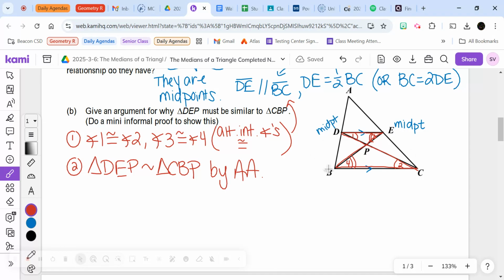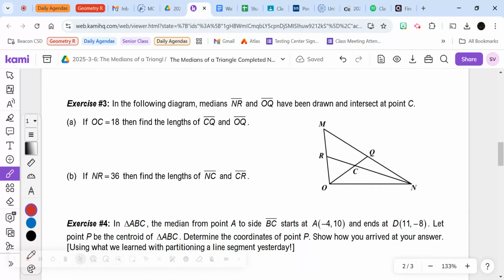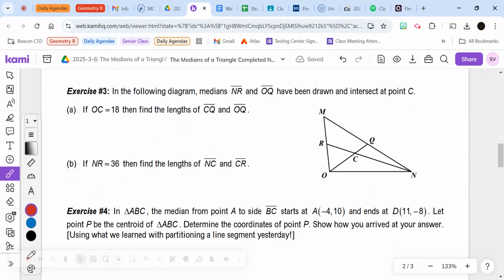Now let's take a look at exercise 3. So now we're going to put some measurements to these medians and pull in the ratio part of it, the 2 to 1. Exercise 3 says, in the following diagram, medians NR and OQ have been drawn and intersect at point C. If OC is equal to 18, then find the lengths of CQ and OQ.